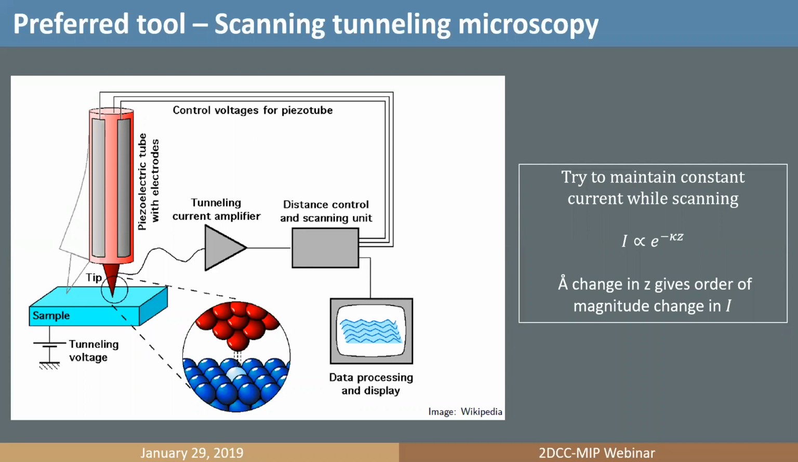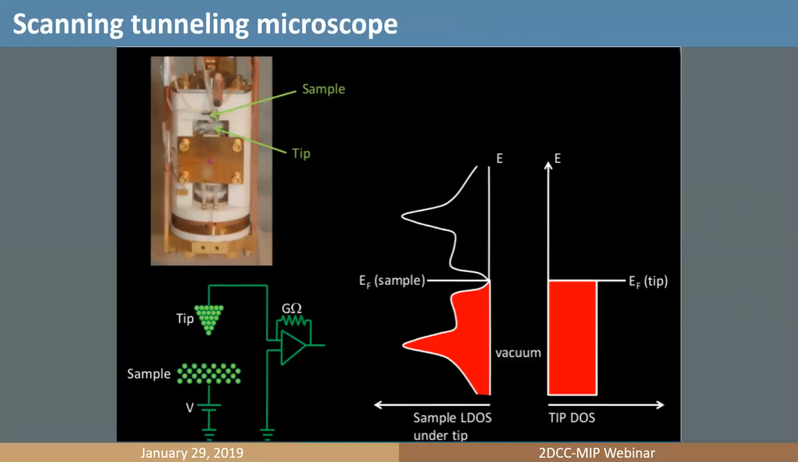And as we scan the tip, we try to maintain a constant current. Now, as this current is the tunneling current, it is extremely sensitive to the distance between the tip and the sample. So the current goes down exponentially as the z height of the tip increases. An angstrom change in z gives an order of magnitude change in I, typically. This is what gives STM its incredible resolution power, so that we can see atoms. This is how an STM looks in reality. This is the STM sitting downstairs in the basement of this building.